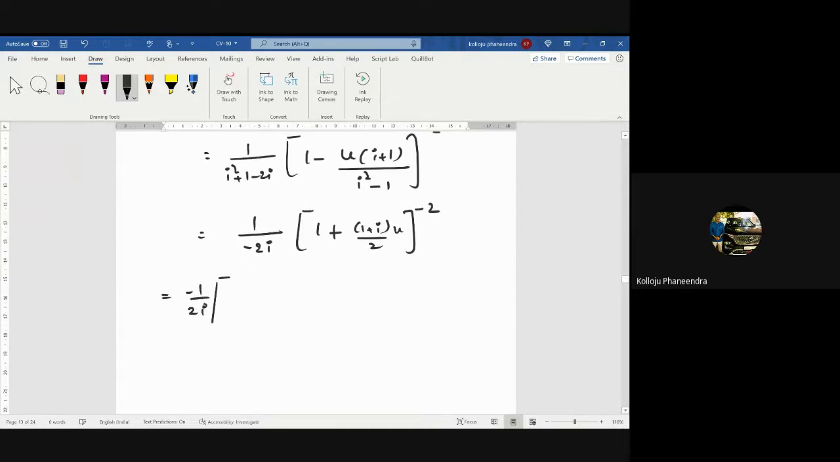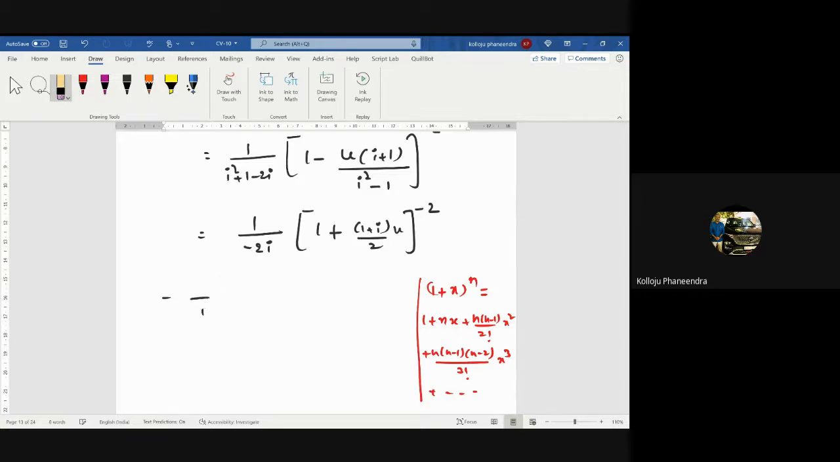What is the formula? I think you know this formula. Okay, anyway, I'm writing the formula. The expansion of (1 plus x) whole to the power of n is 1 plus nx, plus n into (n minus 1) by factorial 2 x square, plus n into (n minus 1) into (n minus 2) by factorial 3 x cube, and so on. This is the formula. Let me apply that formula.